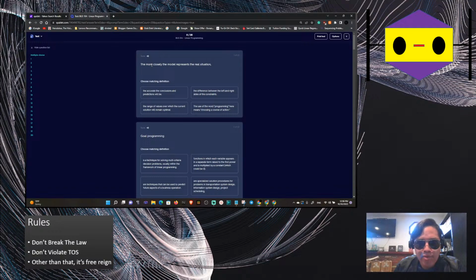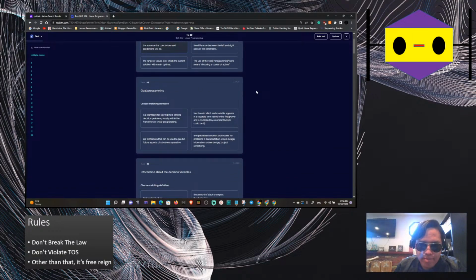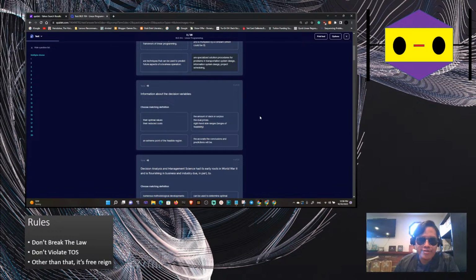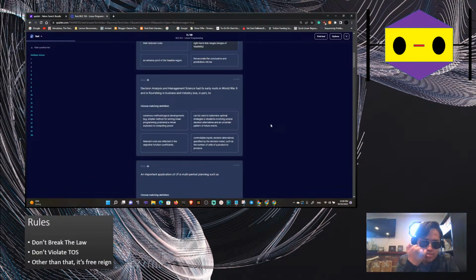The more closely the model represents the real situation, the more accurate the conclusions and predictions will be. Goal programming. What is that? Goal programming. E. D. Yes. Information about the decision variables. That is the amount of slack or surplus, the dual price, and the right-hand side ranges. Ranges. Yeah. Decision analysis and management science had its roots in World War II, and its flourishing in business and industry was due in part to what? Numerous methodological developments, a virtual explosion in computing power.